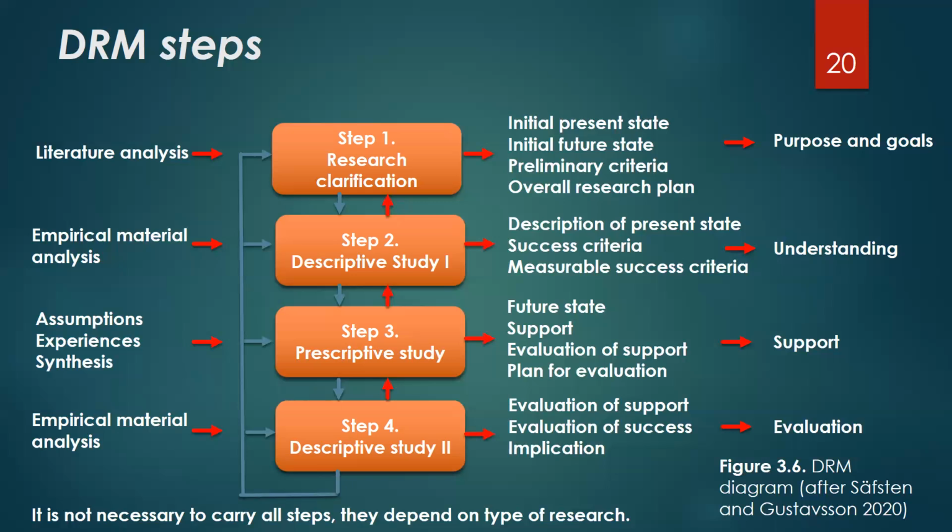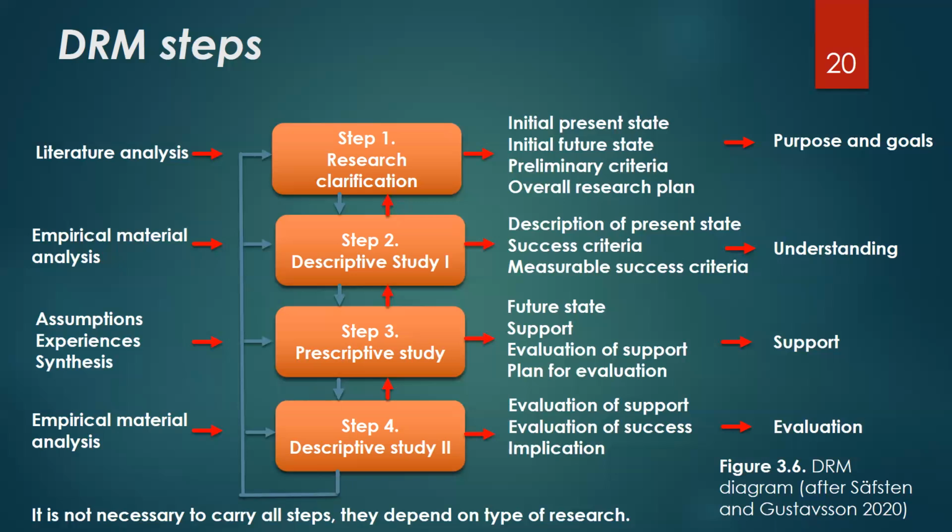Step 3, prescriptive study. And here you have some assumptions and experience or synthesis. If you come to this step, you can expect from future state, support, evaluation of support, or plan for evaluation. And step 4, empirical material analysis for the evaluation of the support, evaluation of success and implication. Be careful that it is not necessary to carry out all the steps. It depends on the type of research that you are doing.